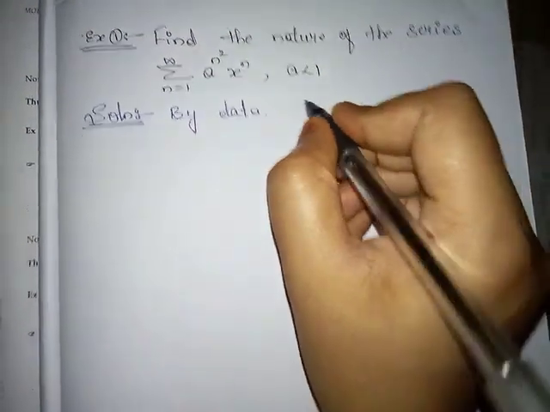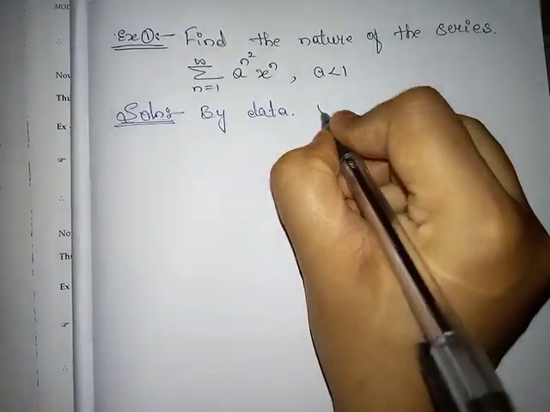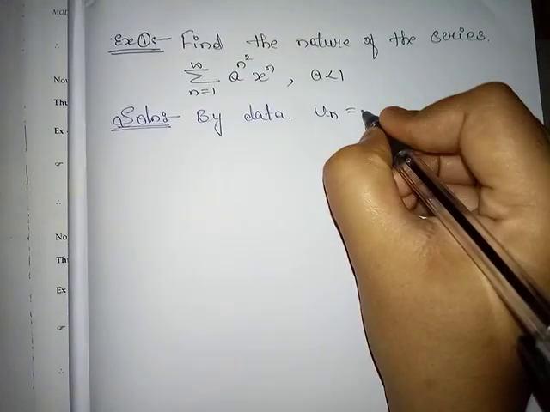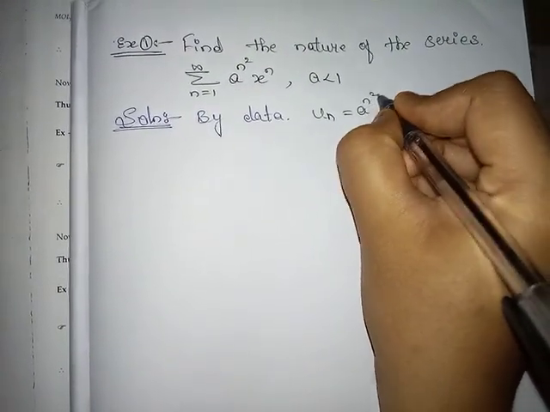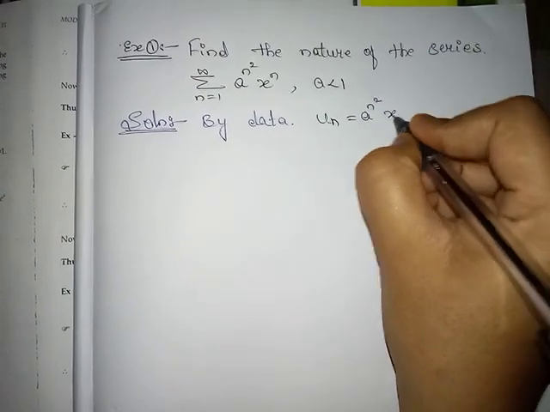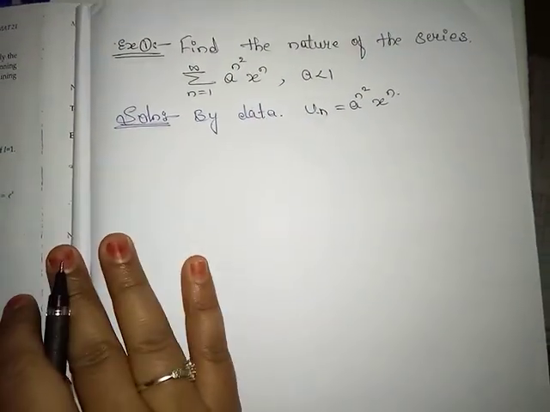Solution: un is equal to a raised to n square x raised to n.